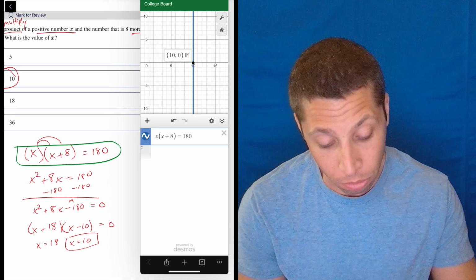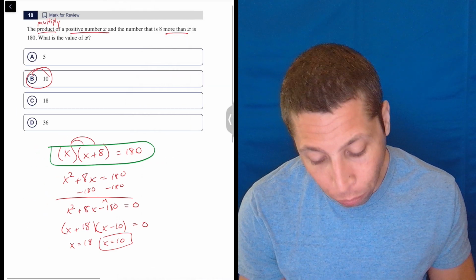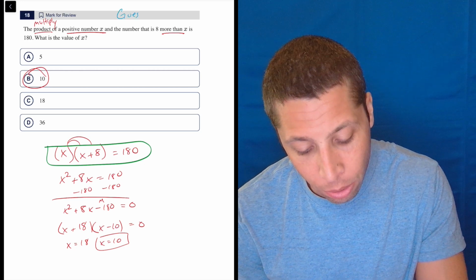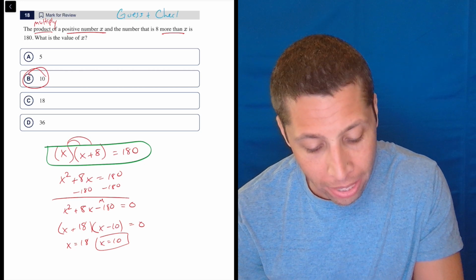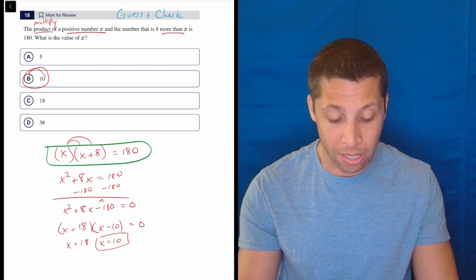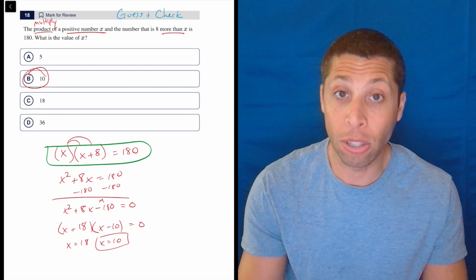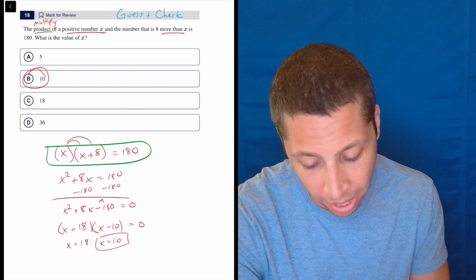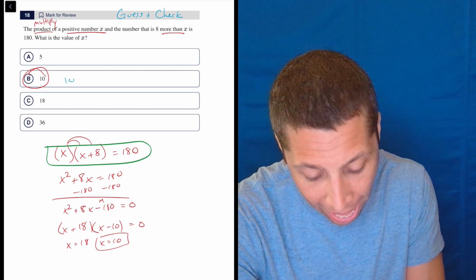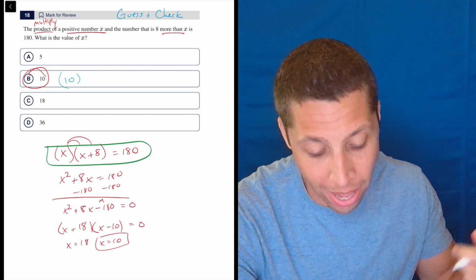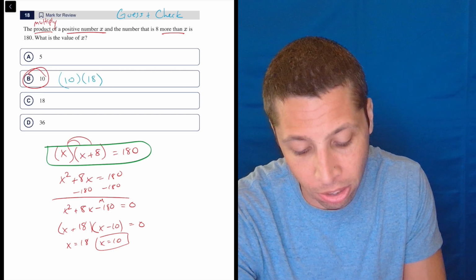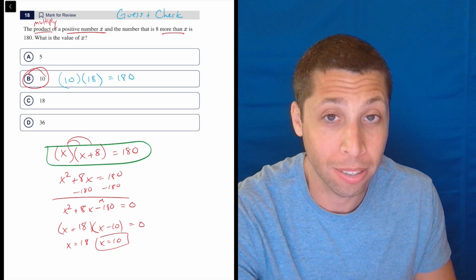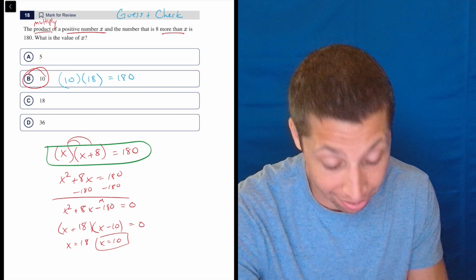That's really useful. But honestly, my real first instinct here was to guess and check, because these answer choices very much limit us to the point where we don't really need an equation. We can just think about it in terms of the numbers themselves. So the product, let's just say, of 10 and the number that is 8 more than 10. I think that's a lot easier to think about. The product of 10 and 18 is 180. Yes, that is true, right?